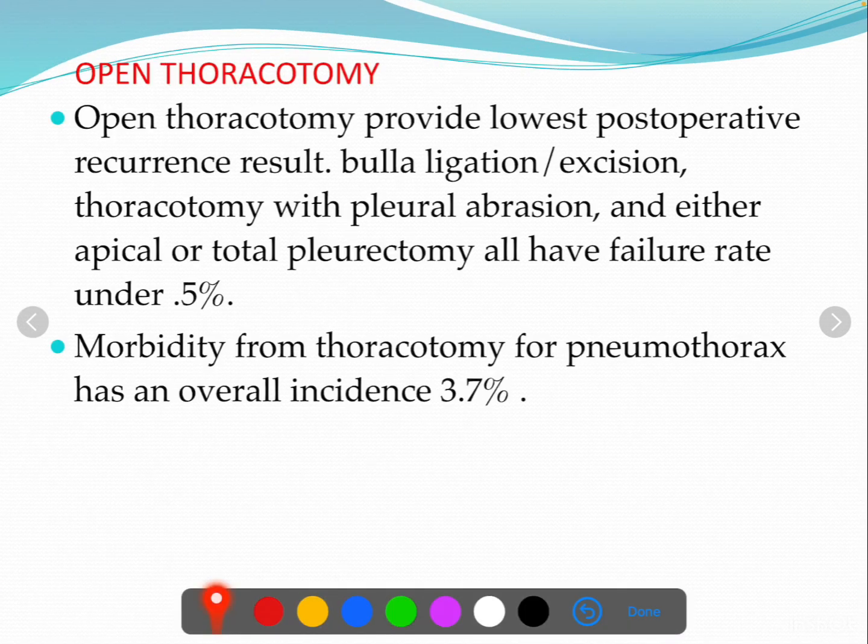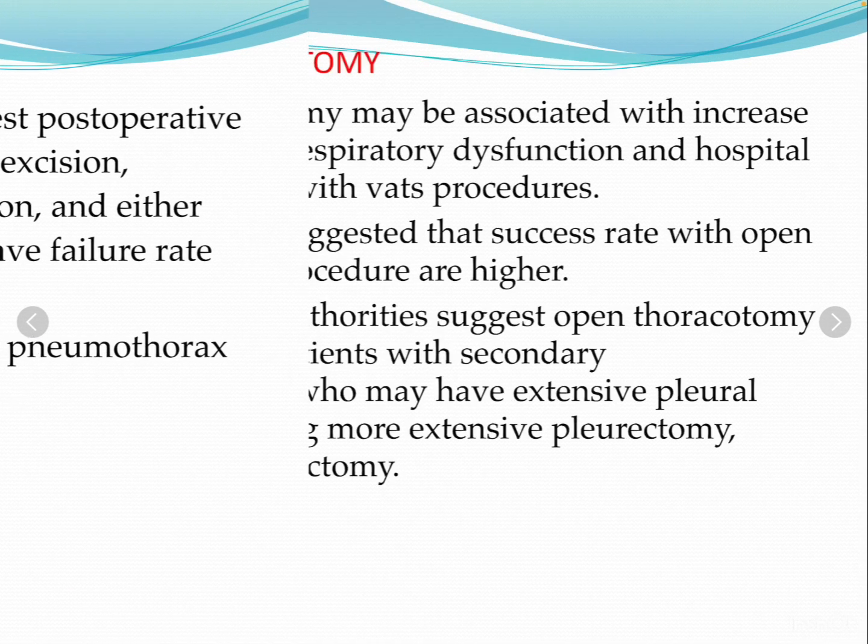In open thoracotomy, it provides the lowest post-operative recurrence rate, and bulla ligation and excision can be done. Thoracotomy with pleural abrasion and either apical or total pleurectomy all have a failure rate under 5%. It is not more than 5%. Morbidity from thoracotomy for pneumothorax has an overall incidence of 3.7%.